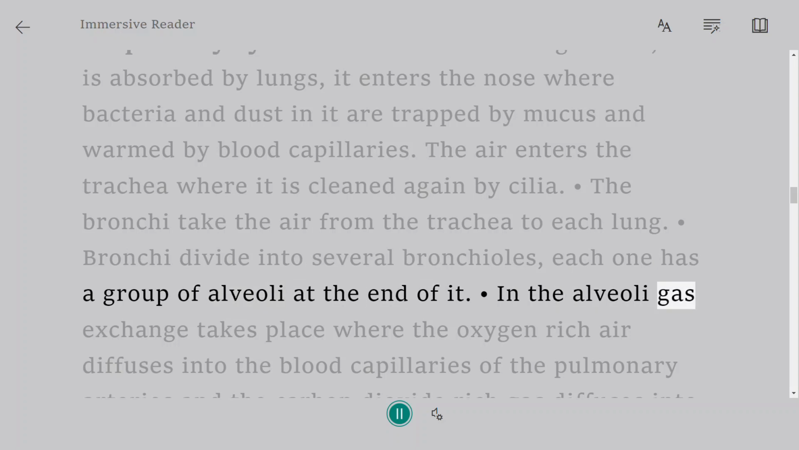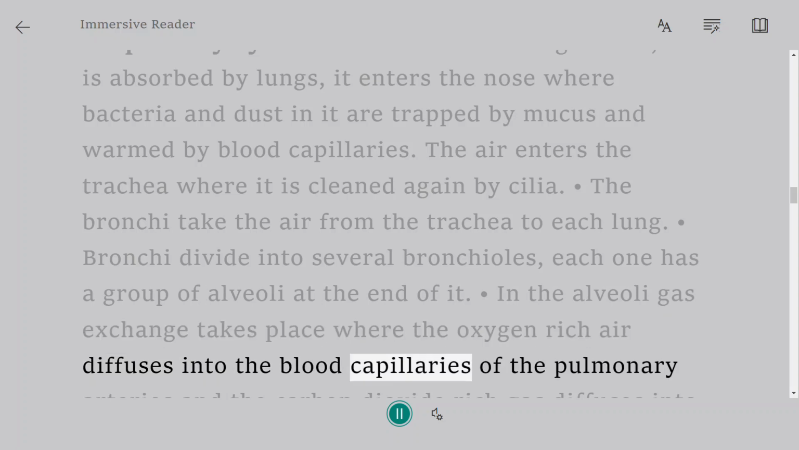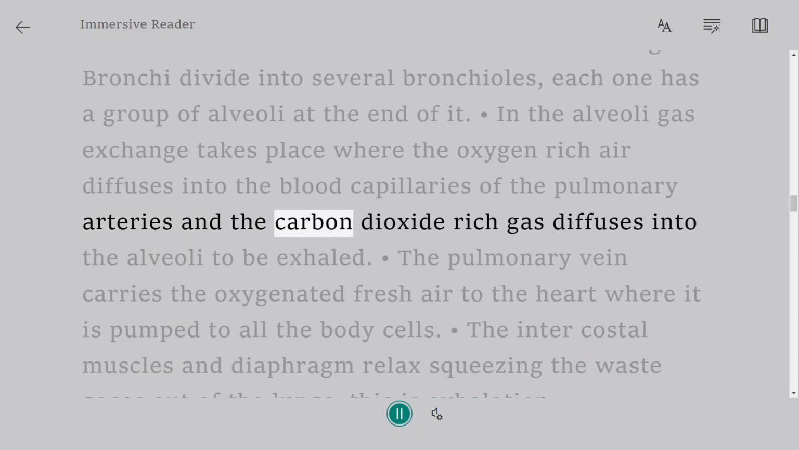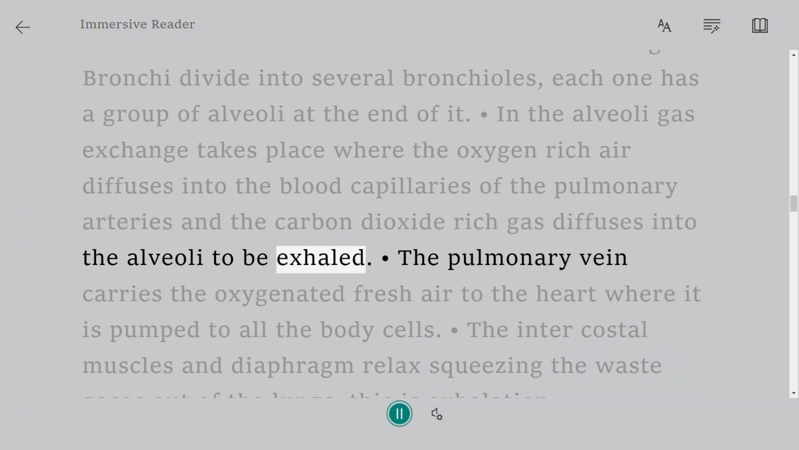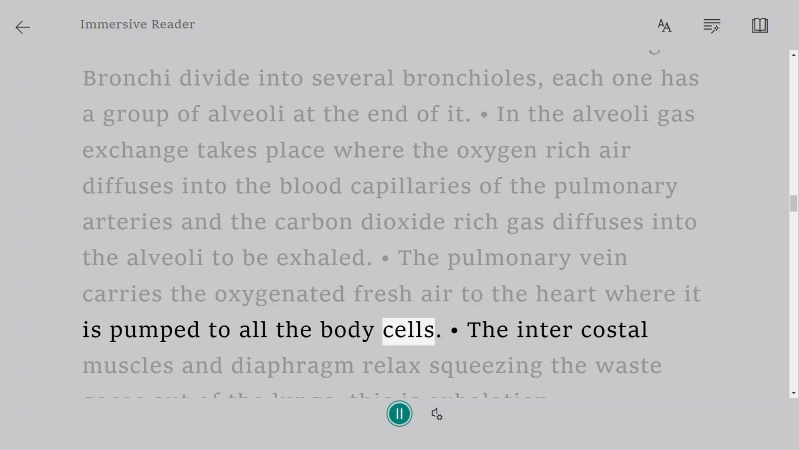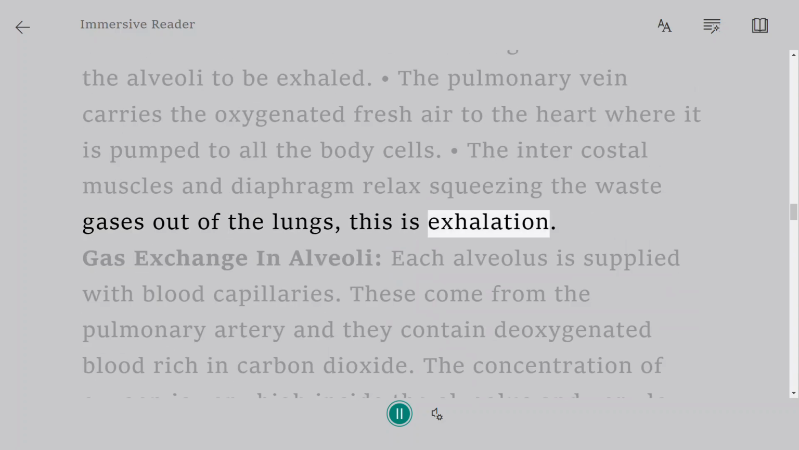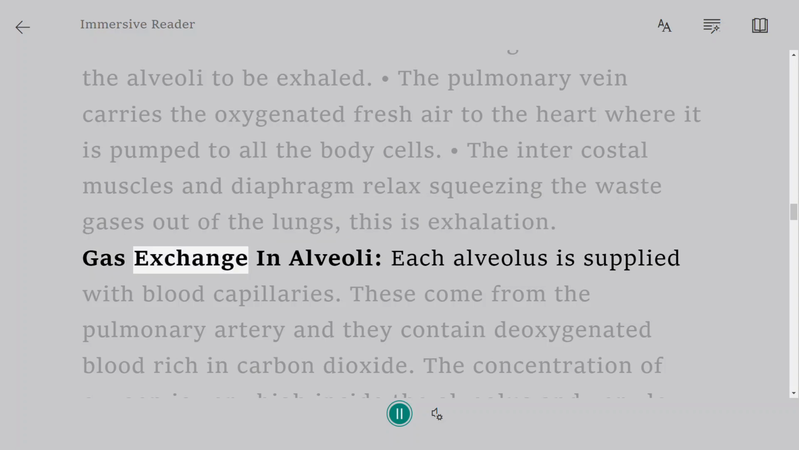In the alveoli, gas exchange takes place where the oxygen-rich air diffuses into the blood capillaries of the pulmonary arteries and the carbon dioxide-rich gas diffuses into the alveoli to be exhaled. The pulmonary vein carries the oxygenated fresh air to the heart where it is pumped to all the body cells. The intercostal muscles and diaphragm relax, squeezing the waste gases out of the lungs. This is exhalation.